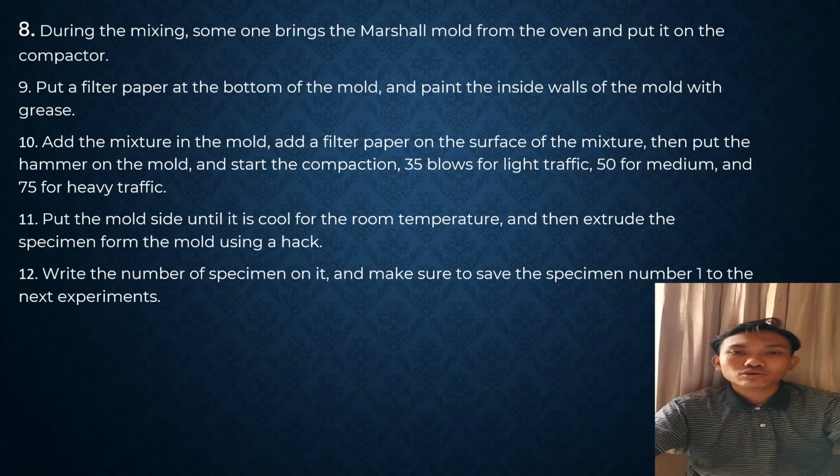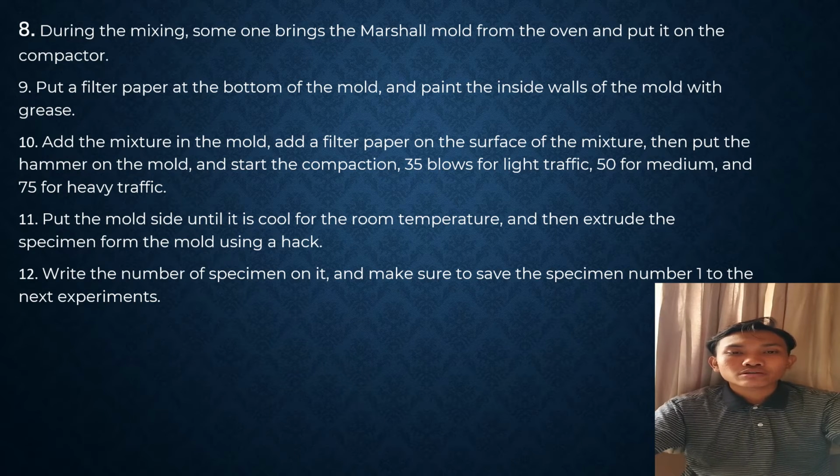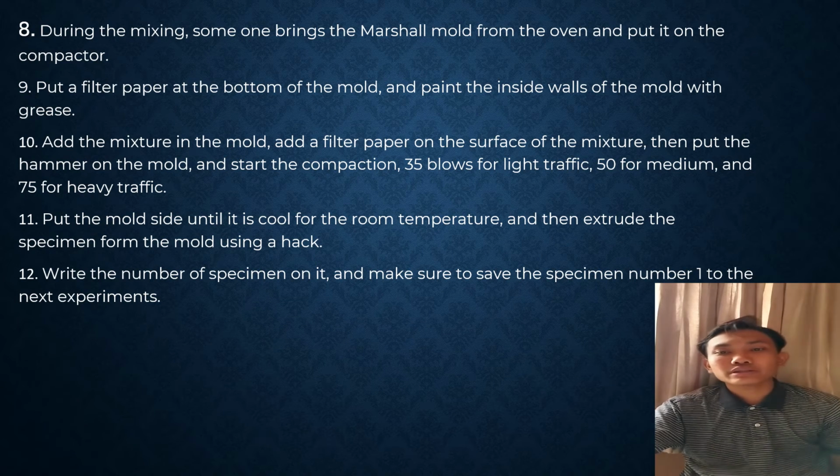Number 8, during the mixing, someone brings the Marshall mold from the oven and puts it on the compactor. Number 9, put a filter paper at the bottom of the mold and coat the inside walls of the mold with grease. Number 10, add the mixture in the mold, add a filter paper on the surface of the mixture, then put the hammer on the mold and start the compaction: 35 blows for light traffic, 50 for medium, and 75 for heavy traffic.